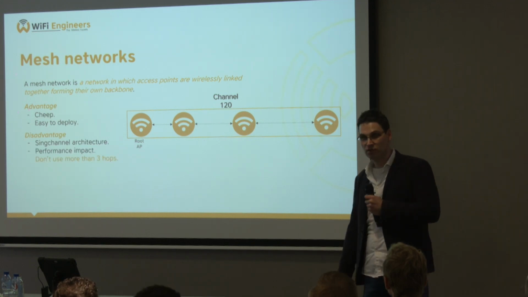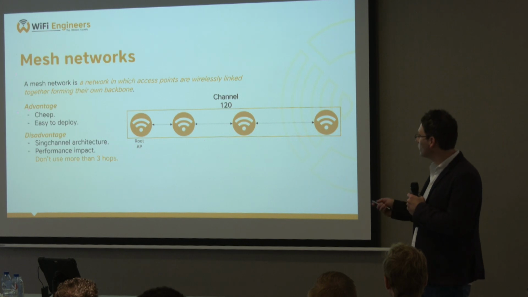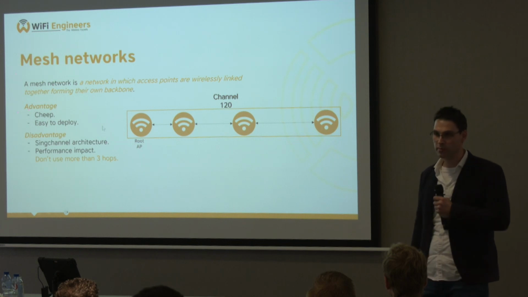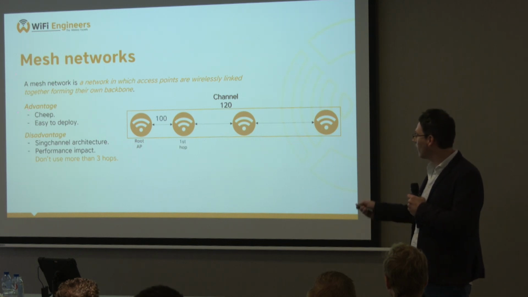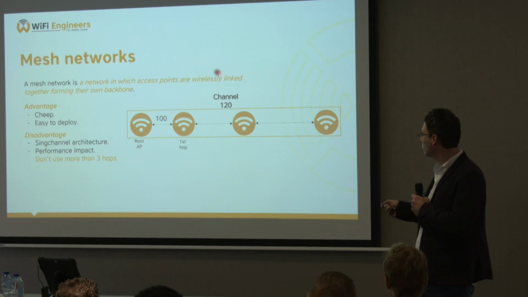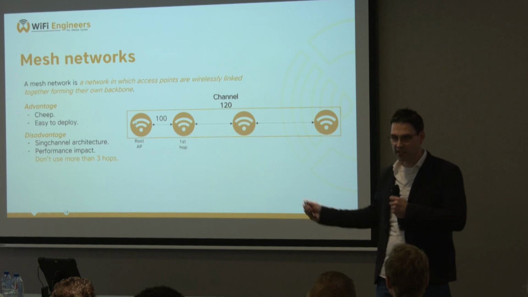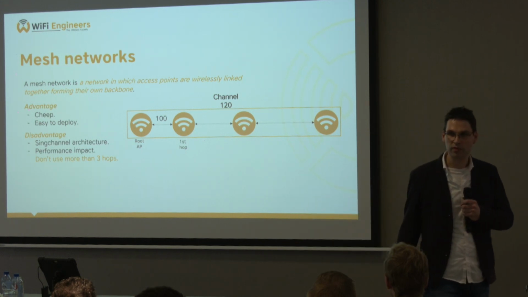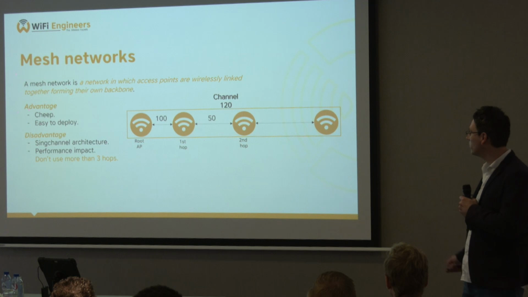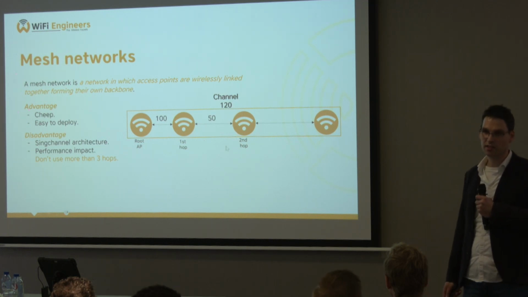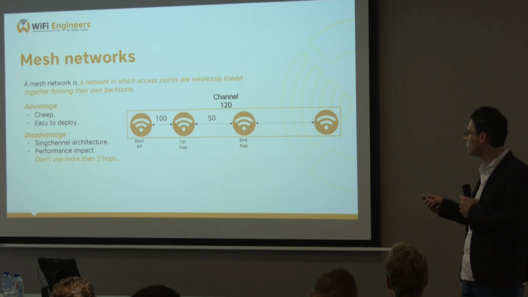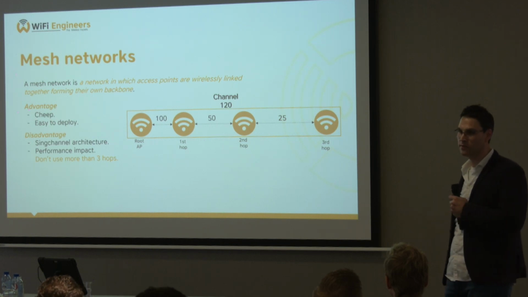Performance is also a thing. As you can see here in this example, we've got one AP, it's called the root AP, and after each AP we have another one connected. So the first hop, we might have 100 megabits throughput. On the second hop, with every hop, the throughput decreases, in this case by a factor of 2. So 50 megabits.